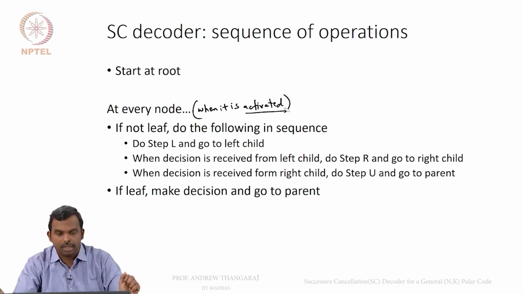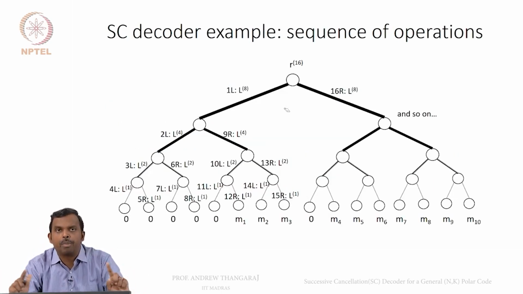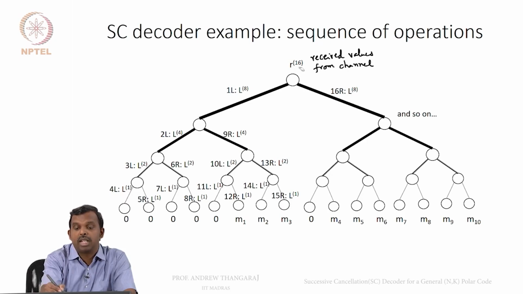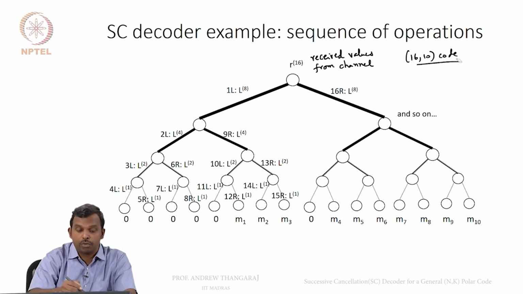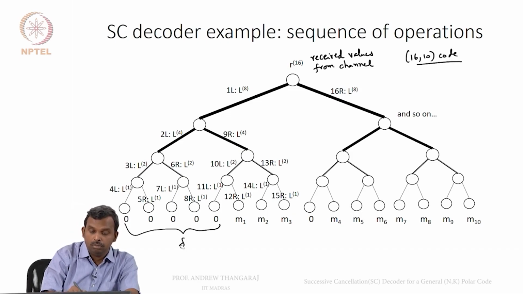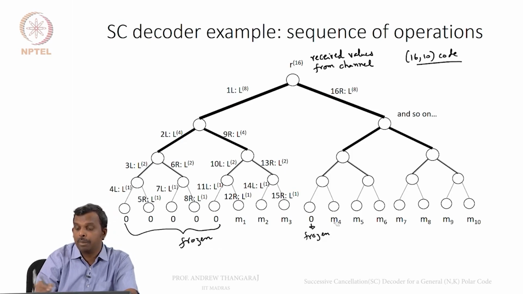So this is the summary. Let's see one example, a very small example, where we'll follow through the operations. I'll indicate what the sequence of operations are. So these are the received values from the channel. I'm calling it R16. This is, I think, a 16,10 code. You can see the frozen positions here. Wherever I put 0, it's frozen. This is also frozen. The remaining positions are message bits.